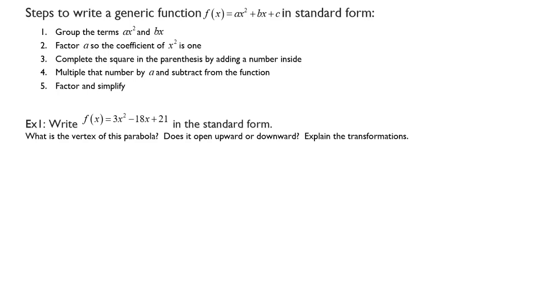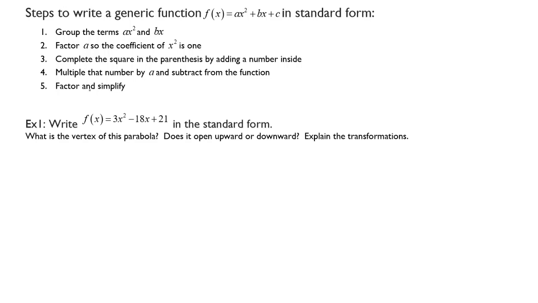Welcome back to part 2 on quadratic functions and models. We're going to start with example 1. We have f of x equals 3x squared minus 18x plus 21. We need to put it in standard form, and then we need to find out what the vertex of the parabola is and whether it opens upwards or downwards. We'll explain those transformations once we've put it in standard form.